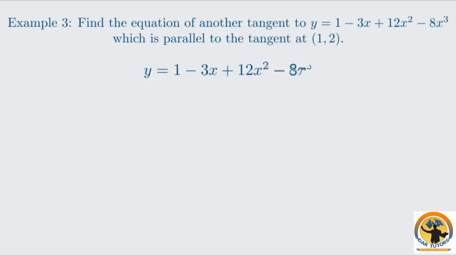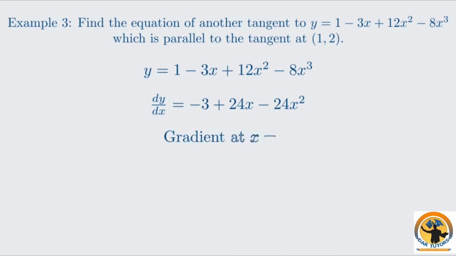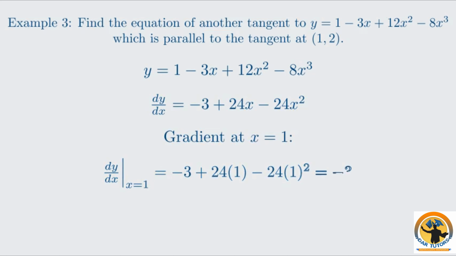First, we find the derivative, dy/dx. The derivative of 1 minus 3x plus 12x squared minus 8x cubed is negative 3 plus 24x minus 24x squared. Now, we evaluate the derivative at x equals 1. dy/dx at x equals 1 is negative 3 plus 24 times 1 minus 24 times 1 squared, which equals negative 3. So, the gradient of the tangent at (1, 2) is negative 3. Since the new tangent is parallel, it must also have a gradient of negative 3.